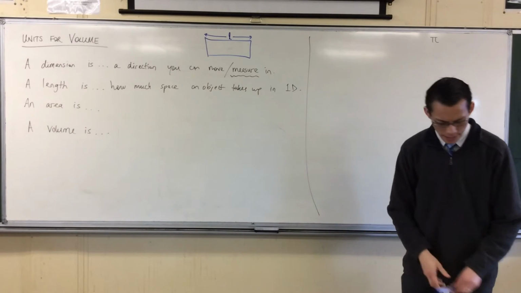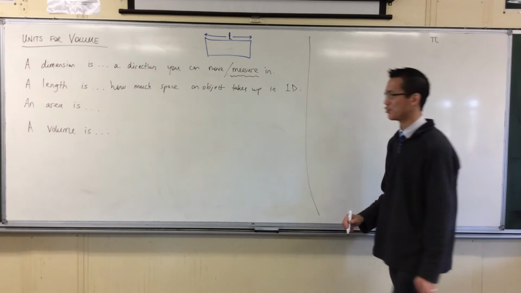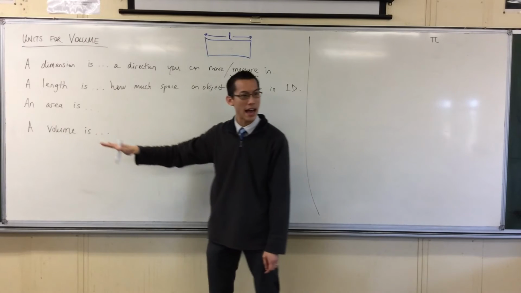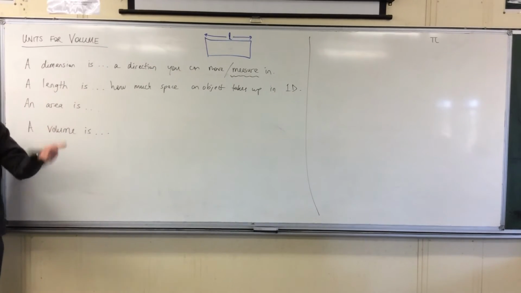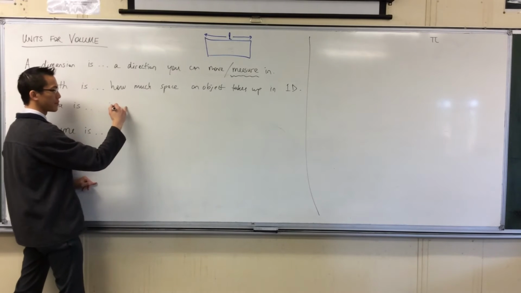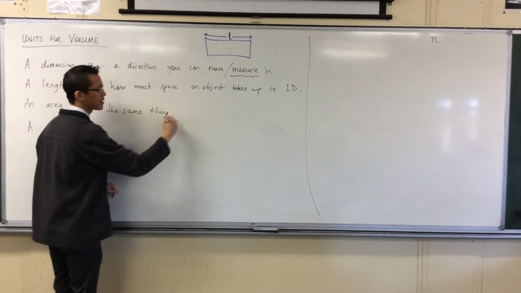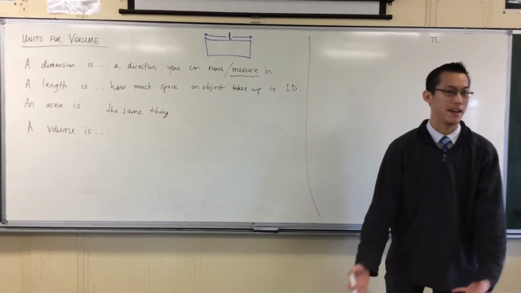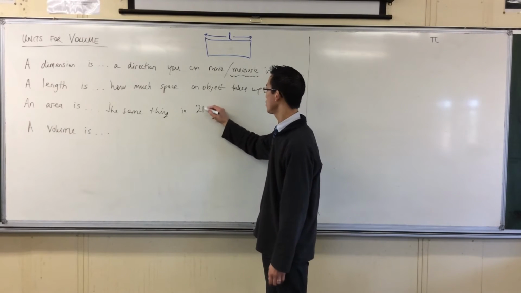Okay? Now the reason why this is a great definition, even though it seems a bit overly technical, is because from this definition, we can make perfect sense of area and volume, right? If this is what length is, then area is the same thing, how much space an object takes up, but it's how much it takes up in 2 dimensions instead of 1, right? It's the same thing in 2 dimensions.